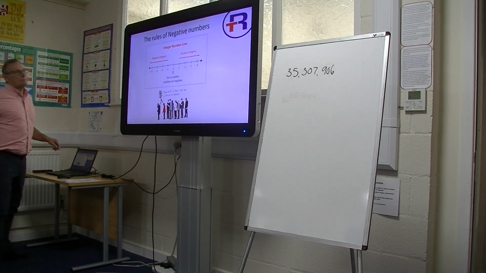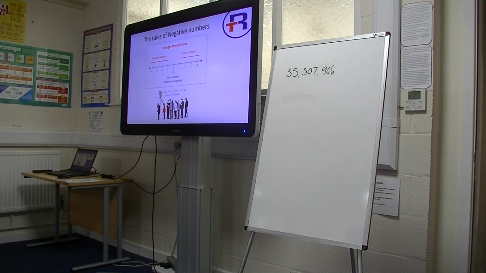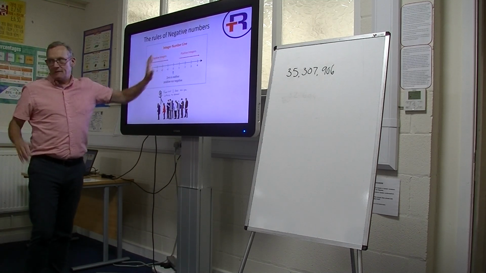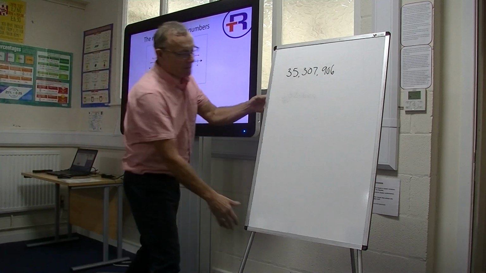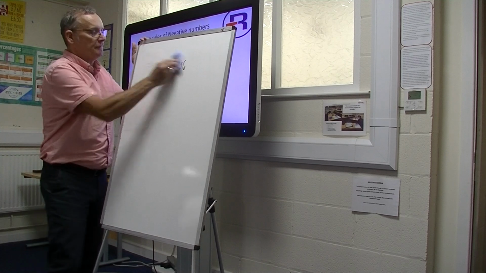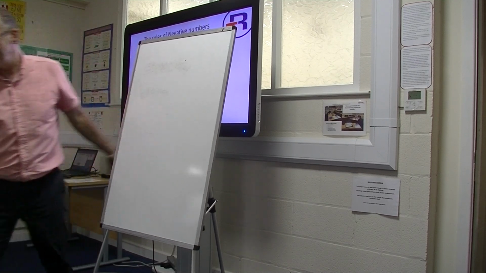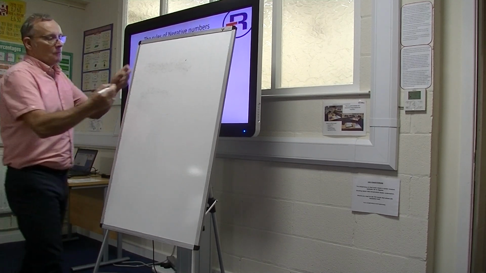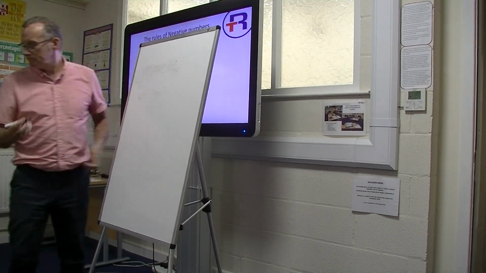Right. So we're going to go on to some negative numbers now. Okay? Negative numbers. Integers are just full numbers. That's all what an integer is. It's just a full number. So don't worry about what that word means. It just means a full number, so a number that doesn't have a decimal.